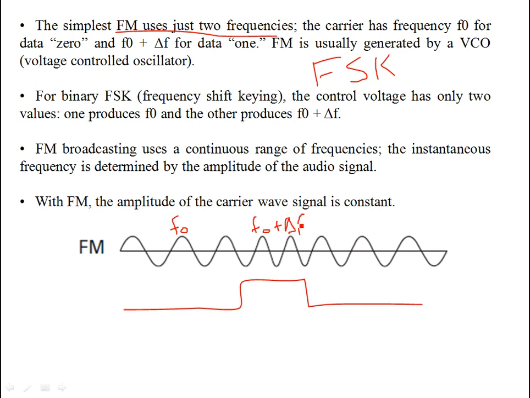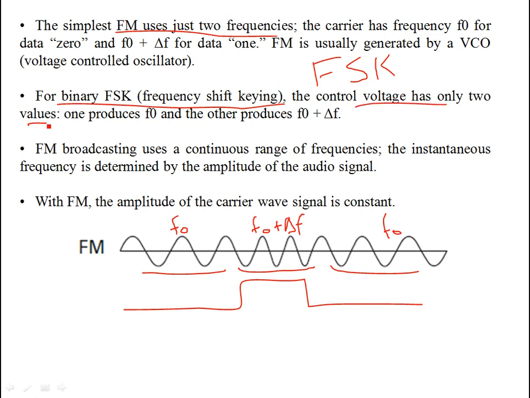So for example, if this f0 was 10 kilohertz, then when the data is present, delta f, whatever it is, 4 or 5 kilohertz, you have a 15 kilohertz variation over here, so the frequency is more over here, and then it becomes low like f0 again. So this is a form of binary FSK. What is happening is, for binary frequency shift keying, the control voltage has only two values.